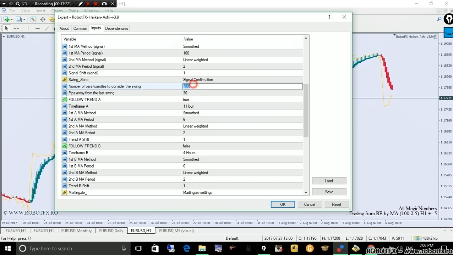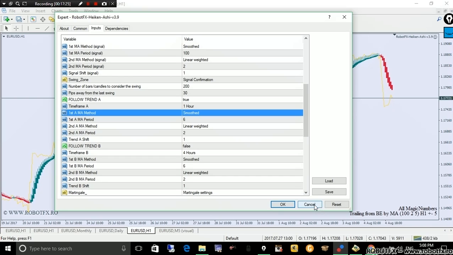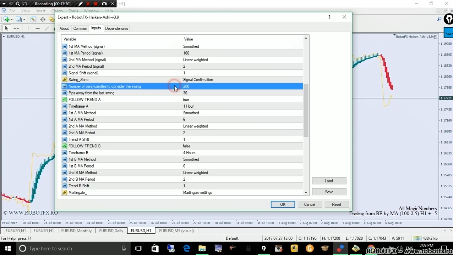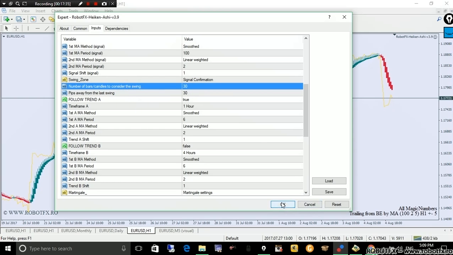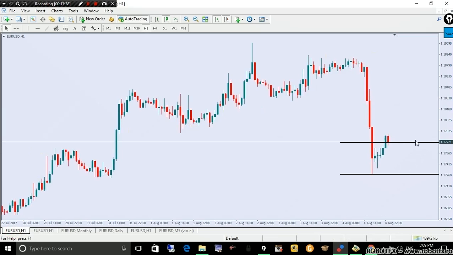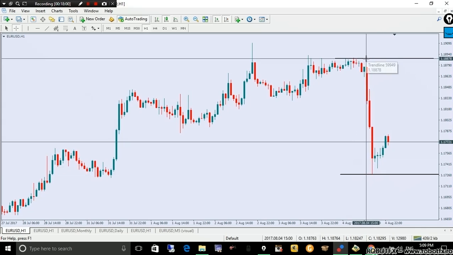The swing zone is measured between the highest high and the lowest low of these number of bars or candles. I'm sure I've said something else and did something else as well. You can just ignore what I've said until now about the swing zone. The swing zone is determined by the number of candles, as I said before, and the highest high and the lowest low of these candles. So this would be the swing zone.